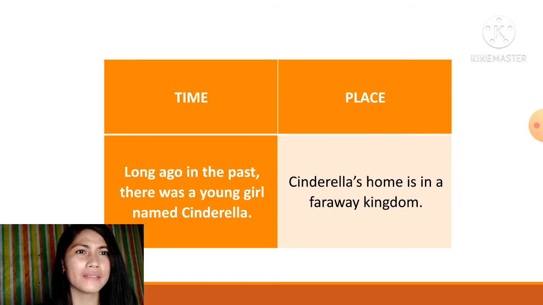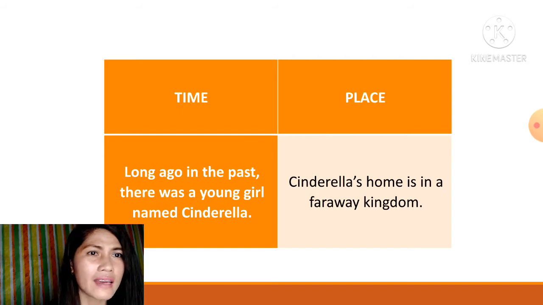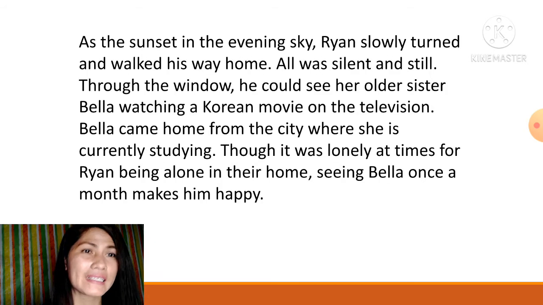For example, in the story of Cinderella, which I know that you are all familiar with, time is the long ago in the past, there was a young girl named Cinderella. Of course, the place is in Cinderella's home in a faraway kingdom. But the setting changed when Cinderella's father died.